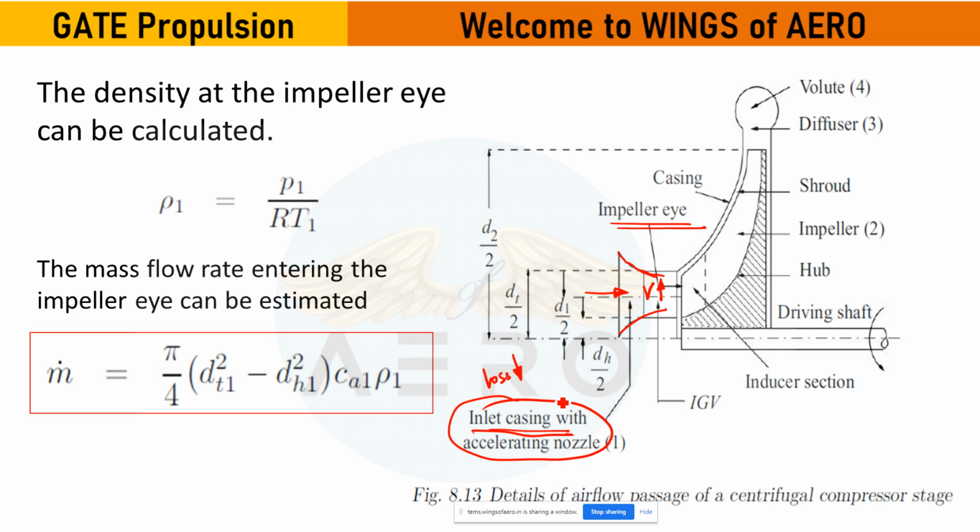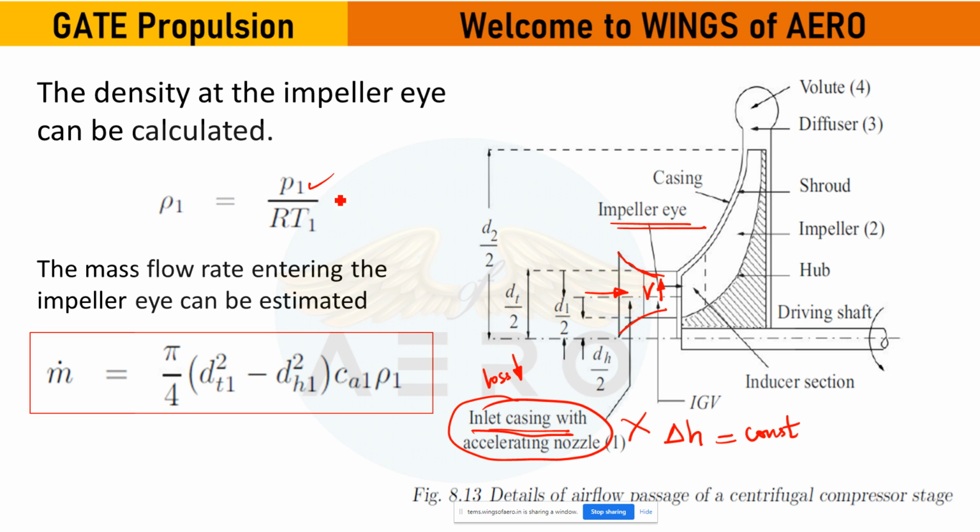There is no energy transfer, because in some years a question came asking, in the options, whether there is any energy transfer in the inlet casing or not. So there is no energy transfer. Please note down this point. No energy transfer in this inlet casing, and that's why the stagnation enthalpy will also remain constant. Mathematically we can say that in this inlet casing the stagnation enthalpy will remain constant. Clear?